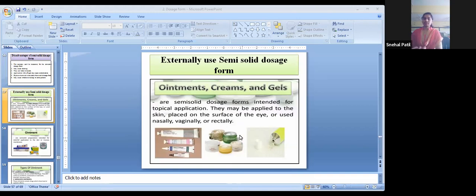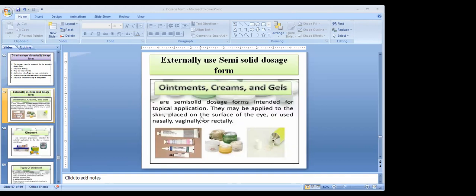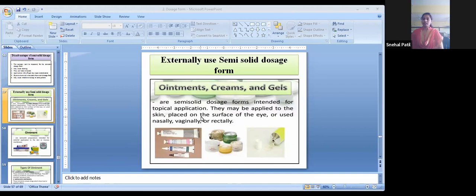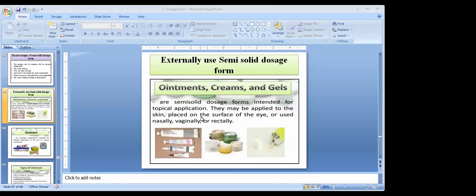Correct? Yes, ma'am. This is the semi-solid dosage form, which is used topically. And they are applied on which part? Skin, surface of the eye, nasally means nose, vaginally or rectally. These are the pictures of the ointment, cream, or gel. Understand? Yes, ma'am.